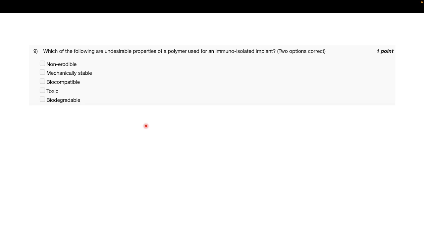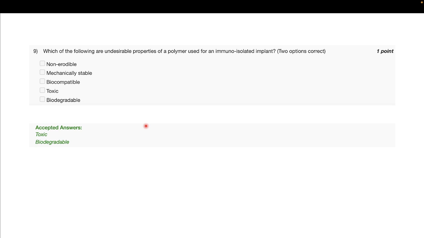No? Okay. The answer is toxic and biodegradable. So it's asking us what properties we don't want in the polymer that we are going to use for immunoisolated implant. As I said, first of all, it shouldn't be toxic, so the entire purpose will be defeated. If the polymer itself is toxic, it will generate another immune response. Rather than generating it for the therapeutic cells, it could be against the polymer, and then your body will start generating immune response against this, and this will lead to a failure of that implant.